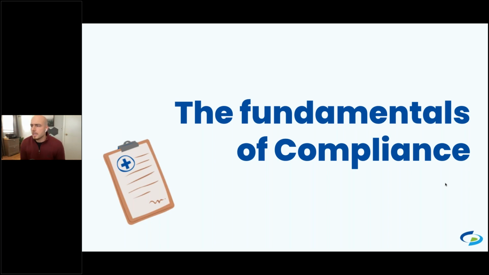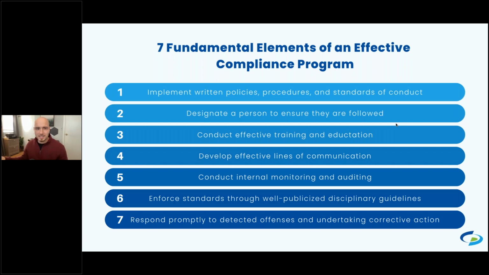So, compliance fundamentals. For those of you that are experienced compliance people, this is going to be super familiar to you as the 7 fundamental elements of an effective compliance program. For those of you that are not familiar, this is really the bread and butter of compliance. This is the most basic, fundamental, boilerplate expectation of any compliance program. Any framework that you are managing relevant to compliance rolls right back up into here.